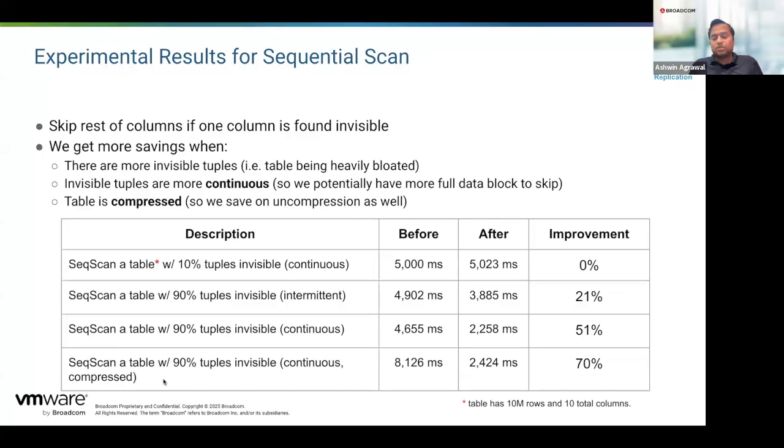And if the table is compressed, then for sure much more benefit is seen, because you save on the IO and you save on the CPU cost of decompression. So for those very extreme cases, there's a huge benefit, somewhere around even 70% gains you can see from these performance optimizations.